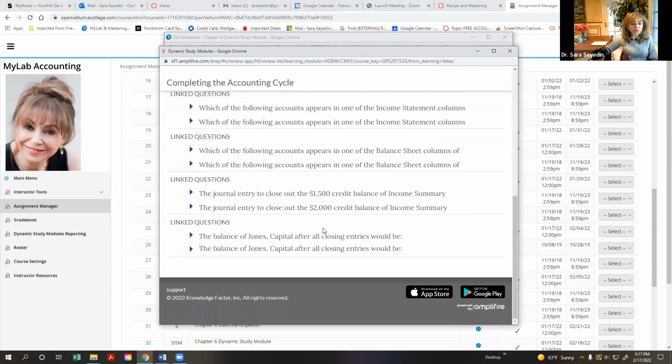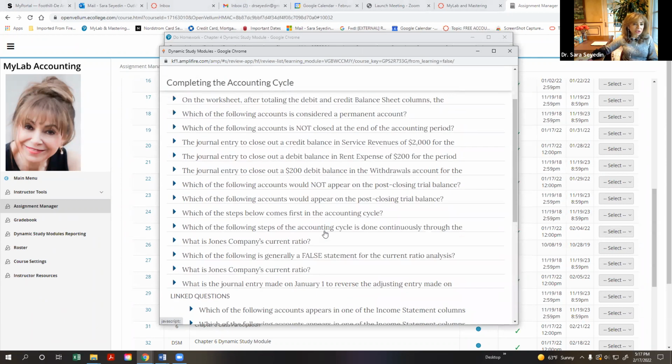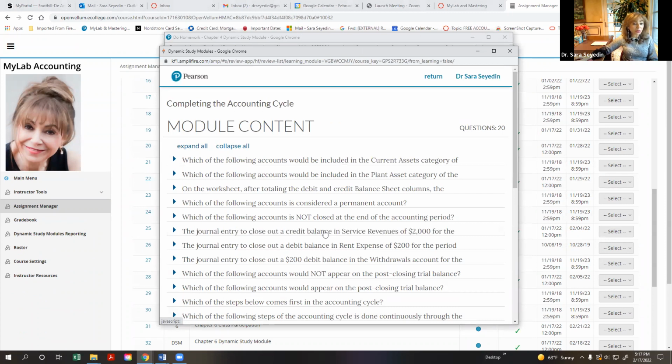All right, so you will see the questions on Dynamic Study Module. You're already familiar with it. If you have answered the Dynamic Study Modules, they are considered to be extra credit, with 2 extra credit points for each chapter. So step three, go over Dynamic Study Modules of chapters 4, 5, and 6.